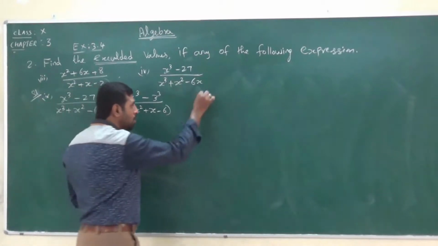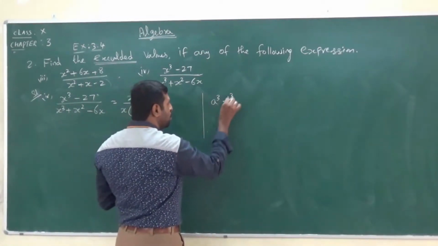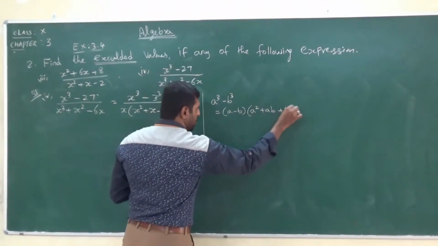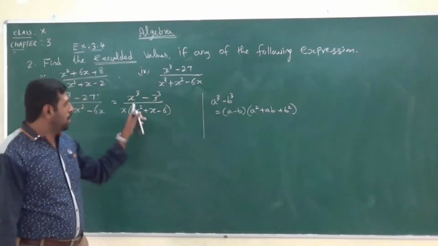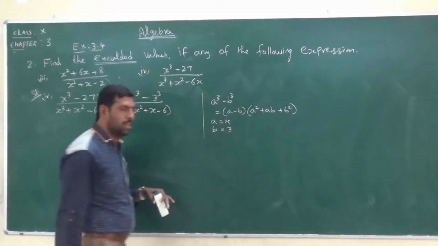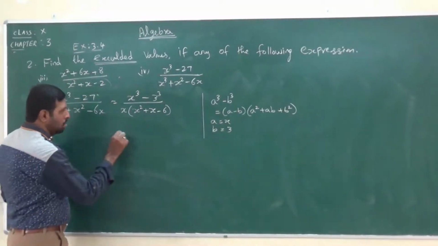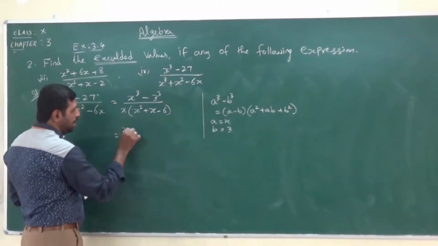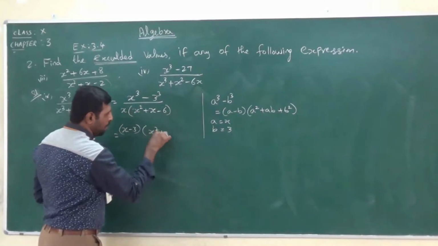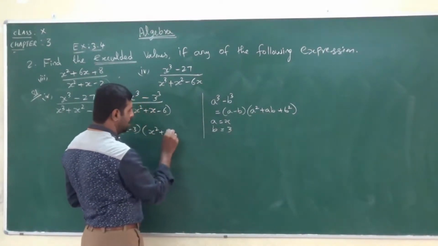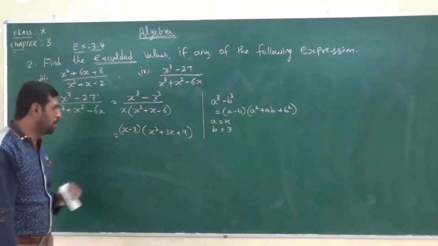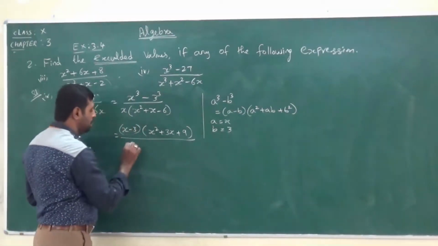For the numerator term, we have the formula a cube minus b cube is equal to a minus b times a square plus ab plus b square. That is the formula. So in the place of a is equal to x and b is equal to 3. Now we are going to replace the values. So a minus b, that is x minus 3, and then here we have x square, and then a into b, 3x, plus b square, 3 square, which is nothing but 9, divided by x.